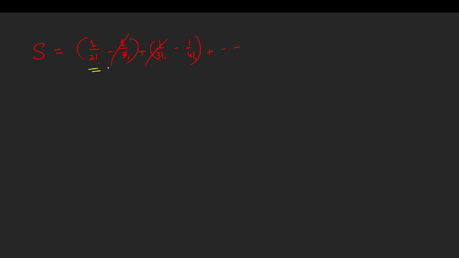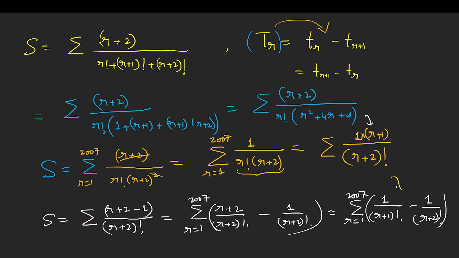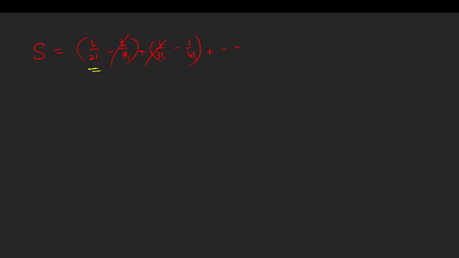And in such type of series where we can break the general term as a difference of two terms, be very sure that the number of terms you are left with in the beginning will be same as the number of terms you will be left with at the end, and with opposite sign. So you are left with just one term in the beginning, so you'll be left with only one term at the end, and that will be with negative sign.